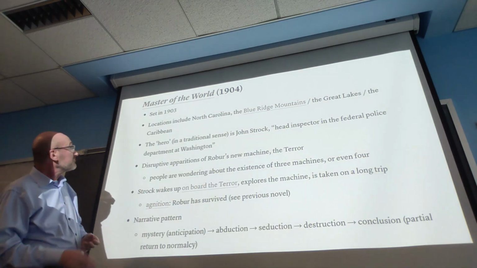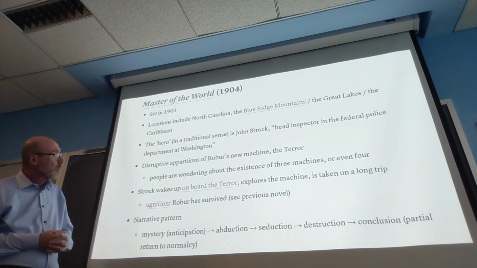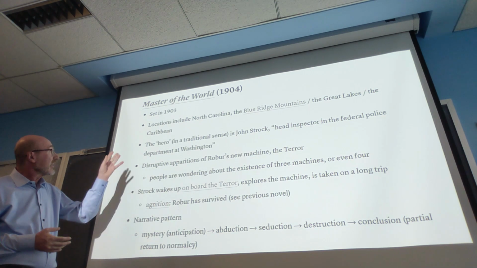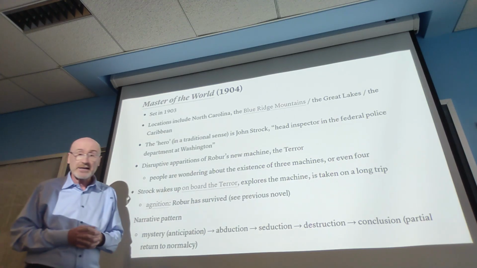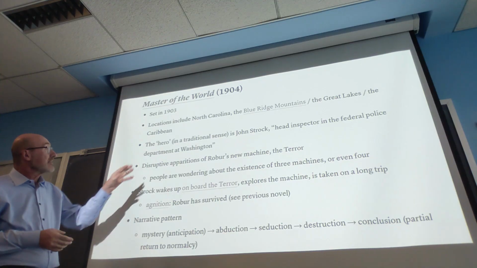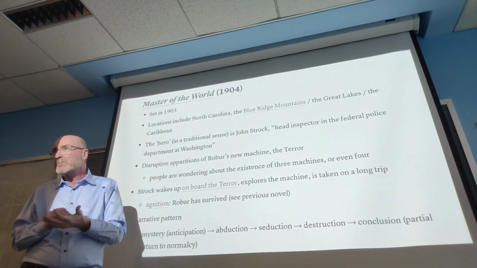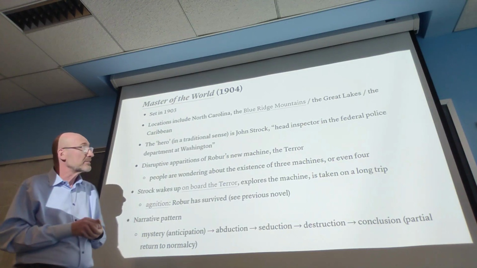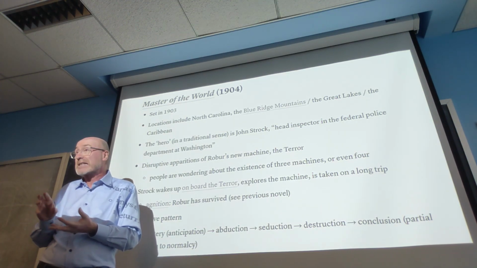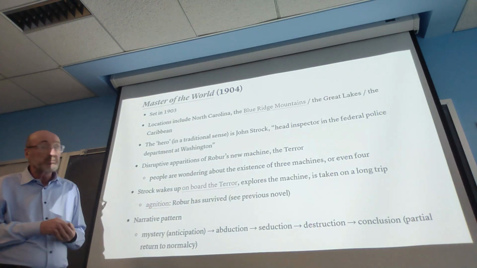Okay, so let's go through quickly the plot of The Master of the World. The story is set in the year 1903, and it starts in North Carolina, although the name of the town, the name of the mountain are fictional. And most probably Verne, who had visited the United States, got his ideas of North Carolina from books.